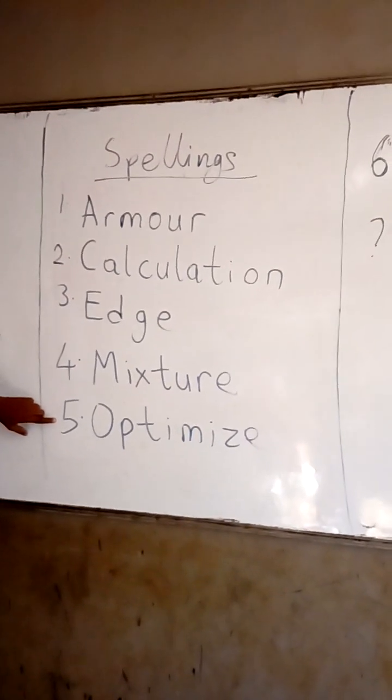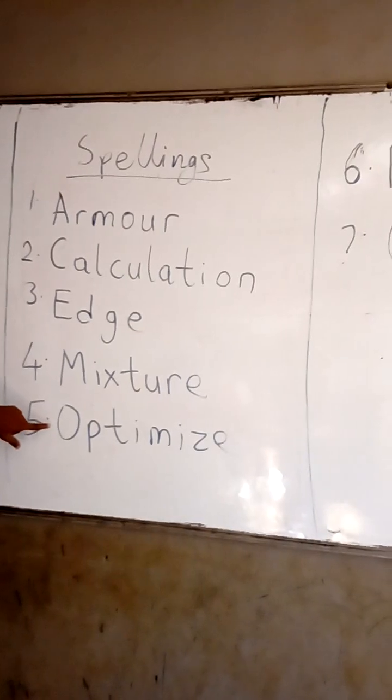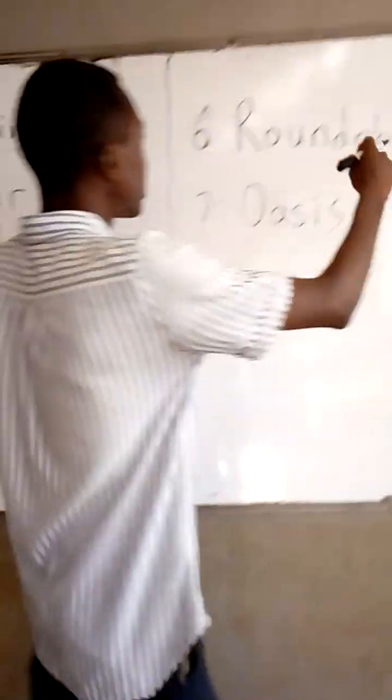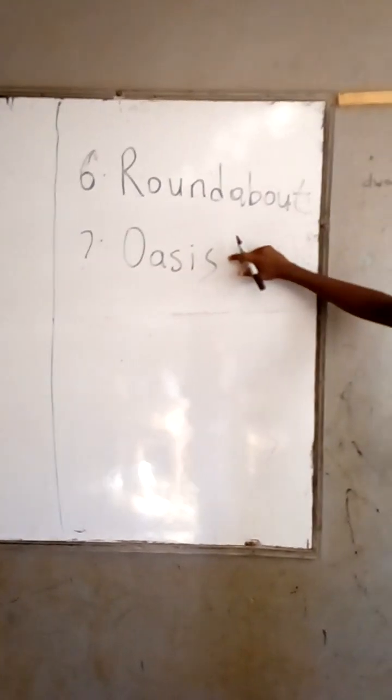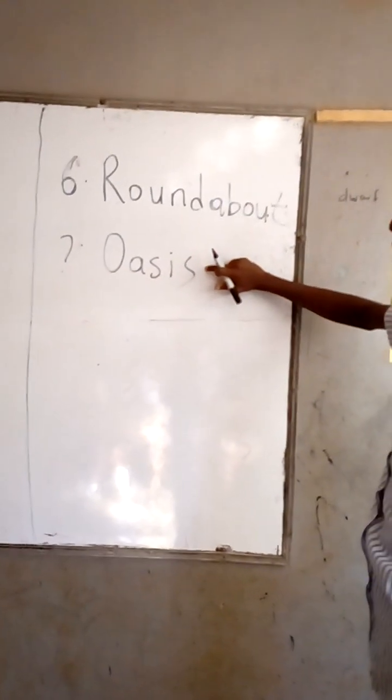The fifth word is optimize. This is the spelling of optimize. The sixth word is roundabout. This is the spelling of roundabout. The seventh word is oasis. This is the spelling of oasis.